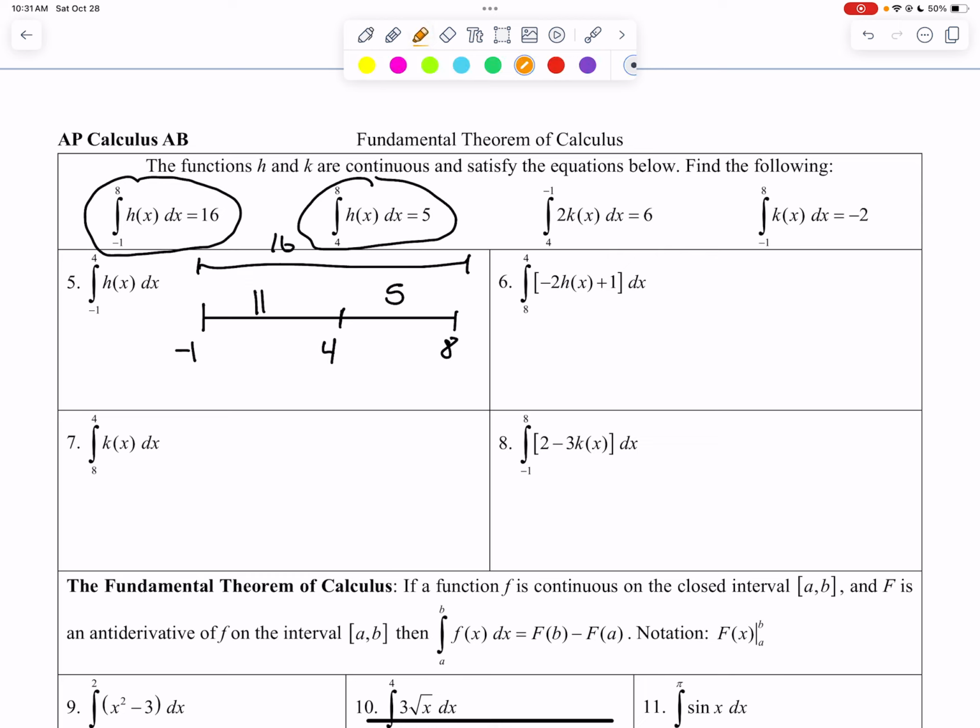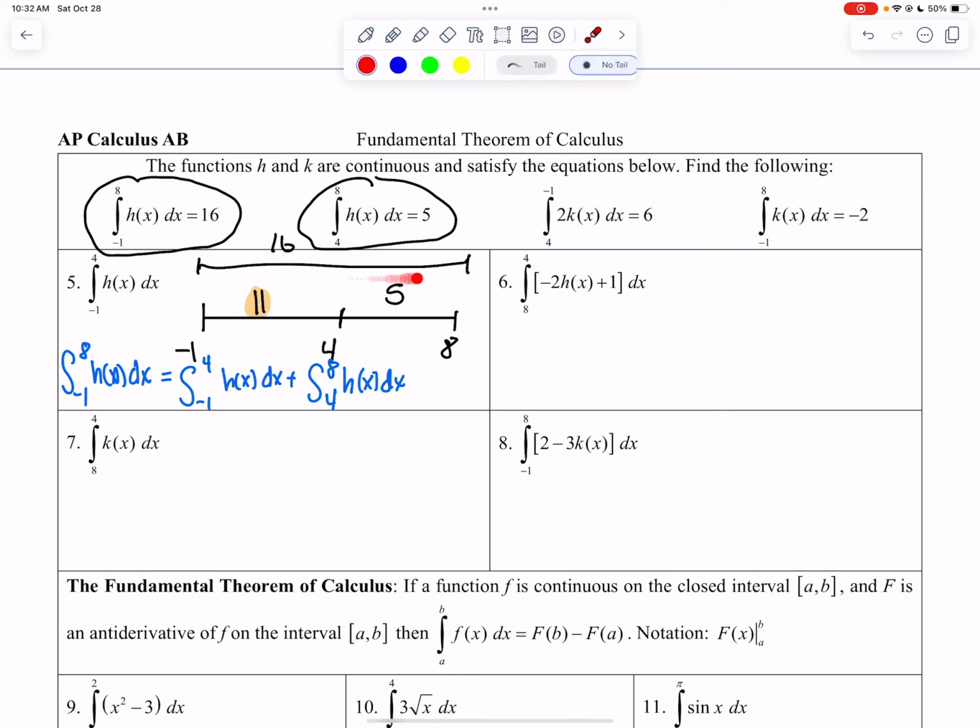Now, how can I write that using calculus notation? Well, I'm going to have the integral from -1 to 8, h of x dx. And remember, that is equal to the integral from -1 to 4, h of x dx, plus the integral from 4 to 8, h of x dx. So then -1 to 8 represents 16. This is what we're trying to find. And then we know that this was 5. So that's how we get the integral from -1 to 4 being 11.